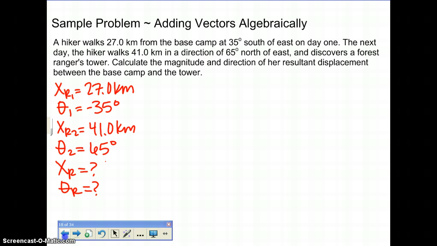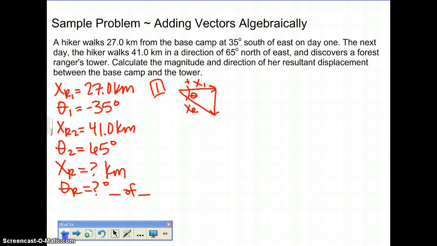Since you're talking about kilometers, that will be your units here, and then degrees. All right, so the first thing we want to do is draw our day 1 data. So for day 1, we went south of east. So you want to go east and then south. Here's your theta, here's your resultant.